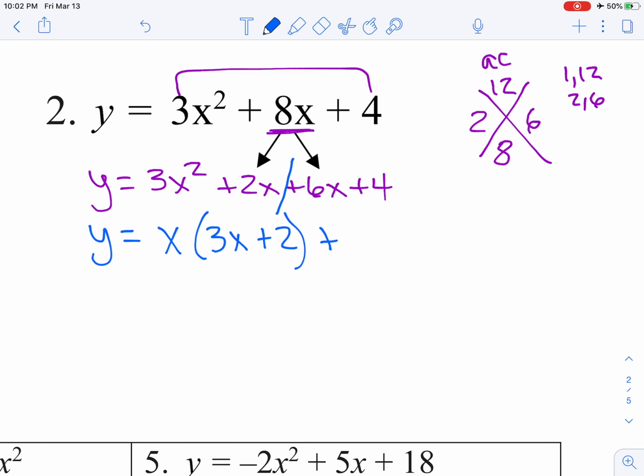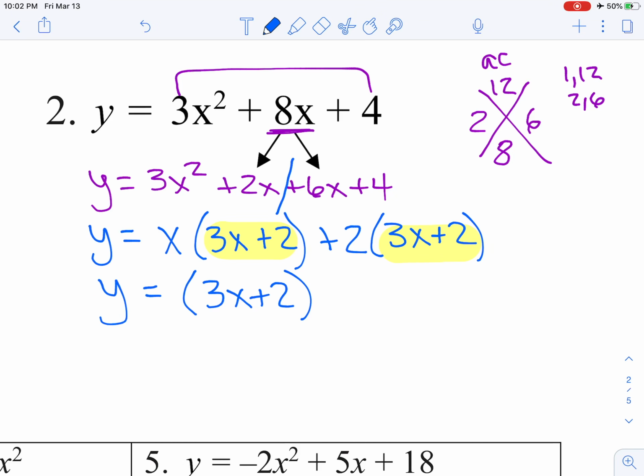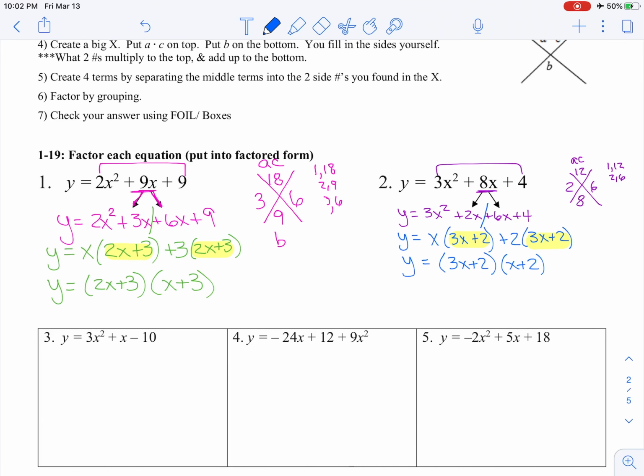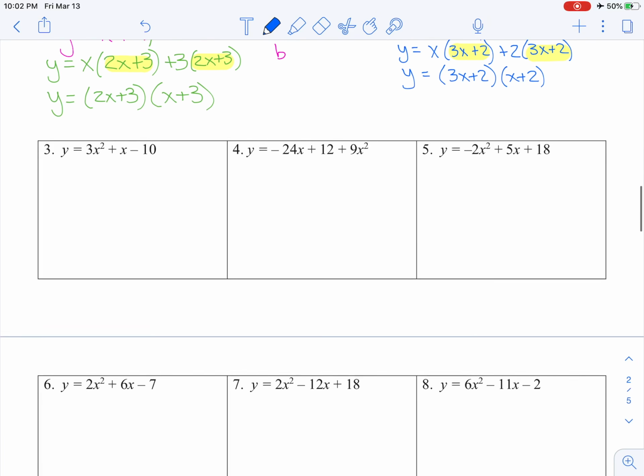I look at the second two. What do they have in common? They have a 2 in common. So 3x plus 2. Are the two sets of parentheses exactly the same? They are. So I do y equals, I write down what's in the parentheses, and then I multiply it by what is left alone. Okay.